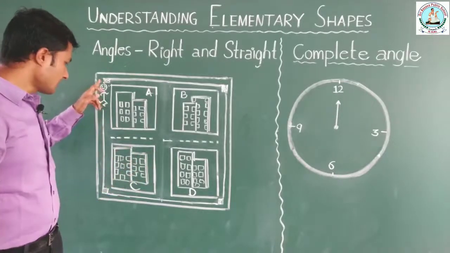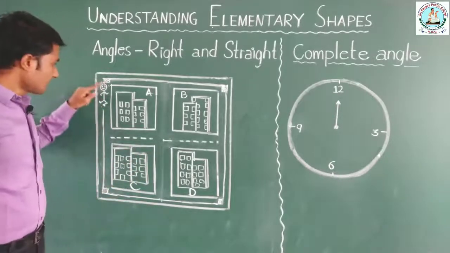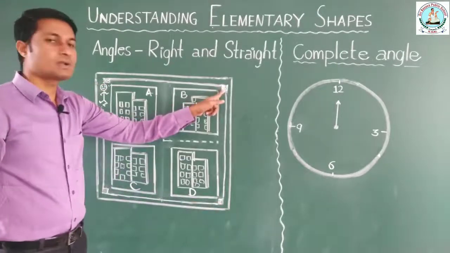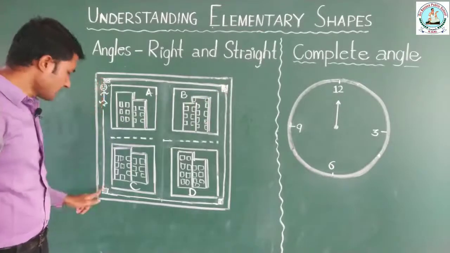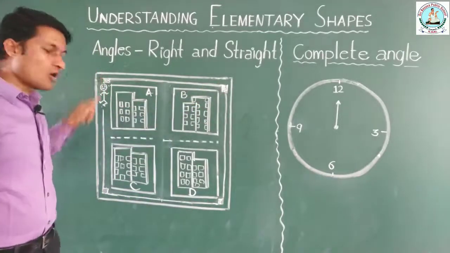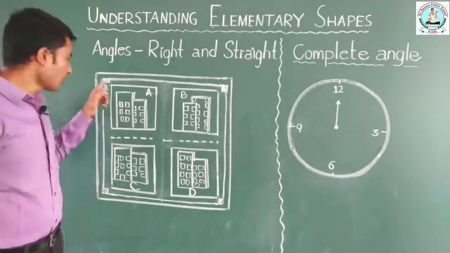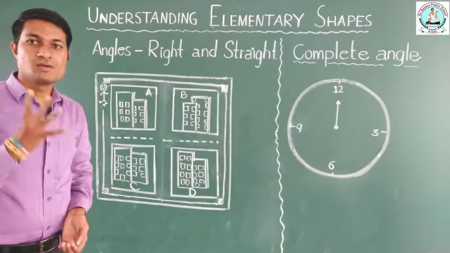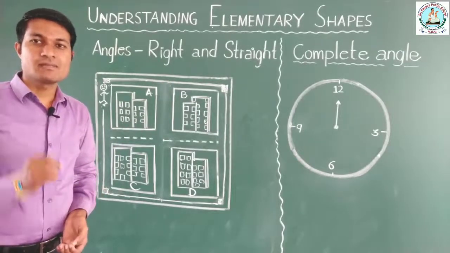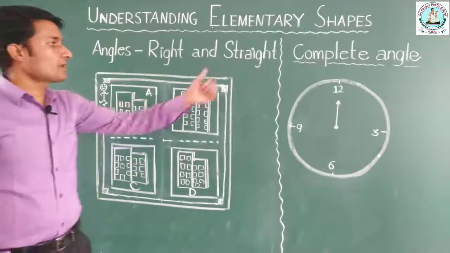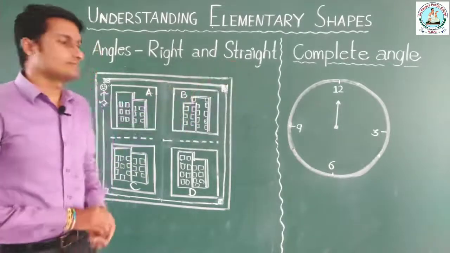So how many right angles has he covered? First right angle, second right angle, third right angle and fourth right angle. He has made one complete round around all these apartments, means in one complete round he has covered how many right angles? 4 right angles, and the measurement of each right angle is how much? 90 degrees. Okay, let us go for the straight angle now.